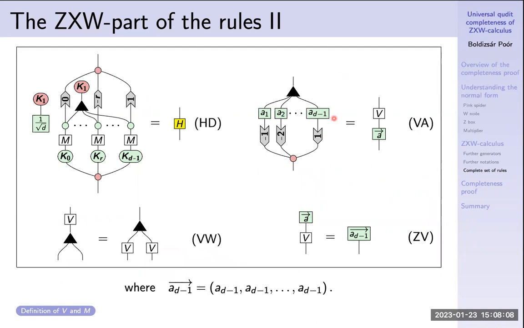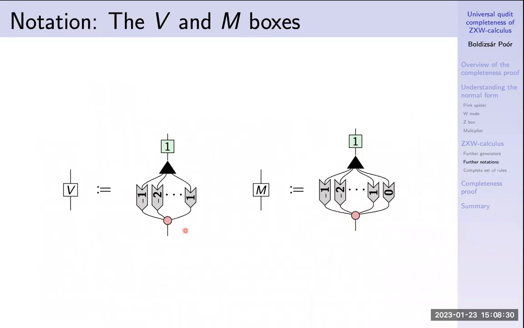And the last part of the rule set is, first of all, the Hadamard decomposition. This was a hugely non-trivial rule to derive, and it took a reasonable amount of time. But in the end, this looks now beautiful using the M boxes. So just to go back, the M box was the W node connected with multipliers from d minus 1 to 0, and the V is really similar, but it doesn't have the 0.